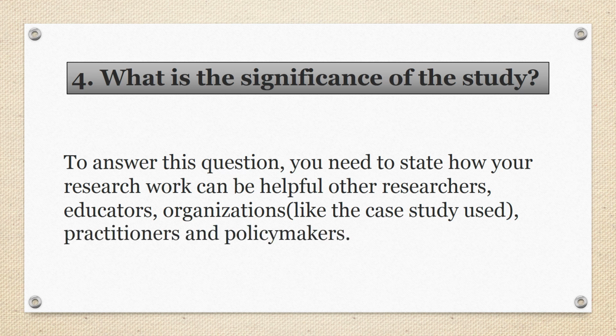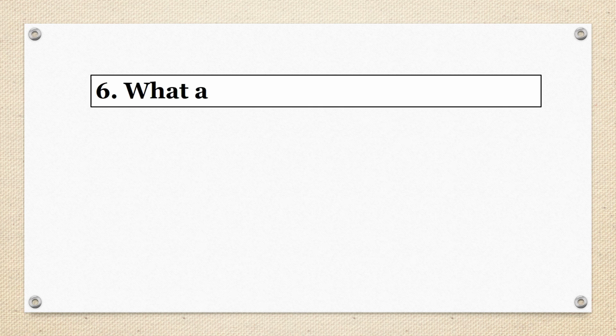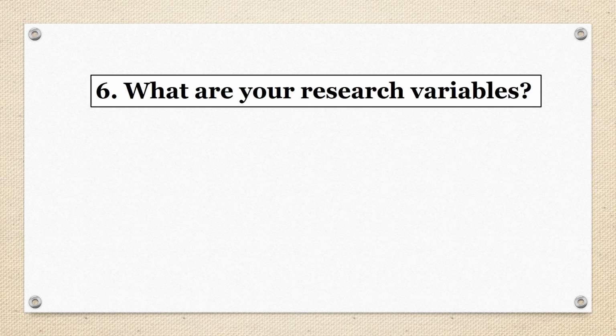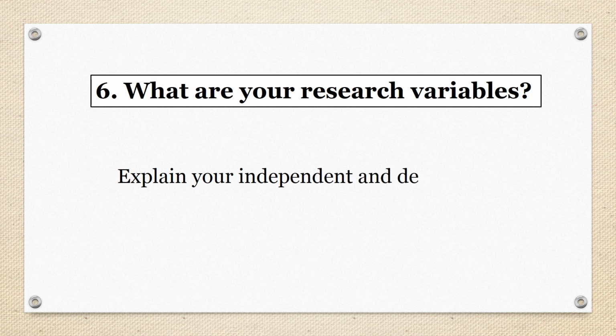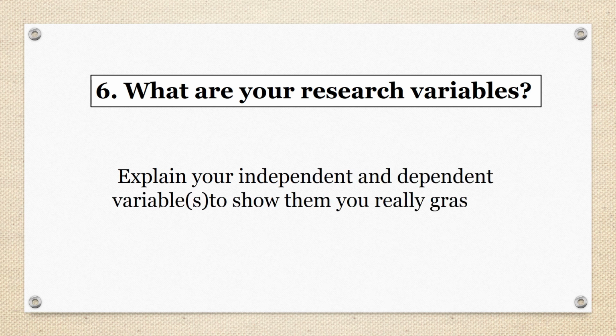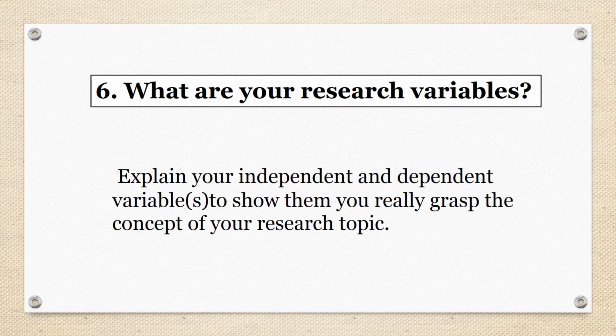Question number 5 is, what are your research variables? You need to memorize and work very carefully on your research variables. The possible answer can be, explain your independent and dependent variables, that is, what the independent and dependent variables included in your research topic are.